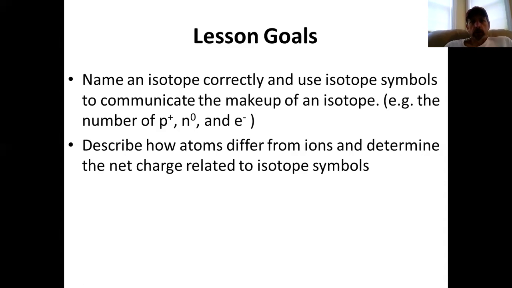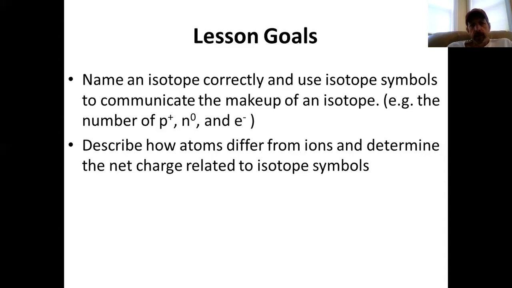So if you look specifically at what today's lesson will be about, one thing that I'd like you to learn would be to be able to use what we call isotope symbols. Sometimes those symbols help us communicate about the makeup of an atom, meaning the number of protons, neutrons, or electrons. And that information is sometimes useful for other ideas in science. So it's kind of a nice basic building block.